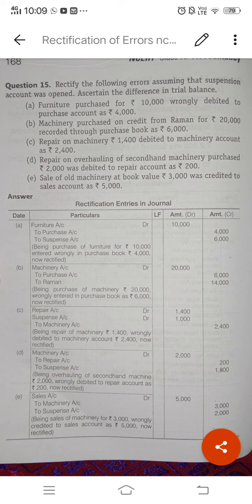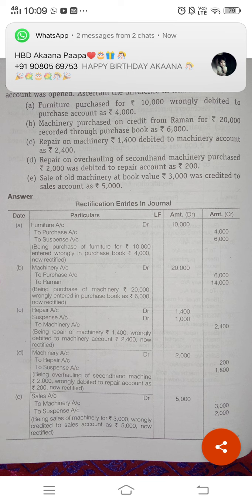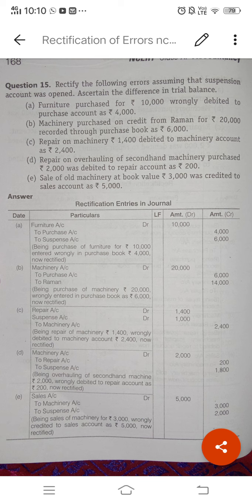If the name of the asset is given, instead of debiting the purchase account, we have to debit the name of the asset, that is machinery. So machinery account debit to, it is a credit, so we have to credit the Raman account. So correct entry is machinery account debit to Raman account 20,000, but it is recorded through the purchase book as 6,000. So there is an excess debit balance in purchase account as 6,000. So it is a wrong debit. So in order to cancel that, we have to credit the purchase account with 6,000.